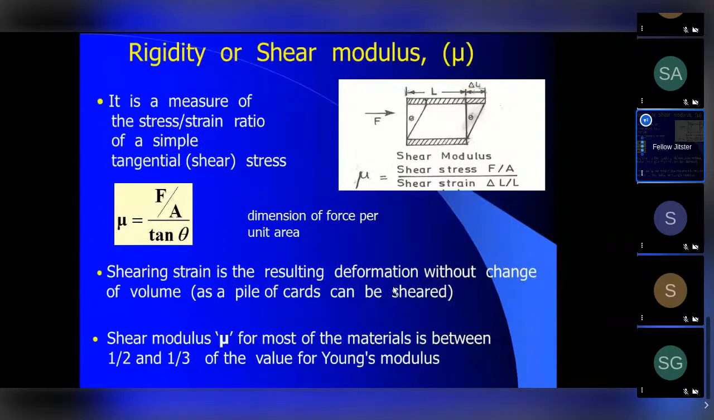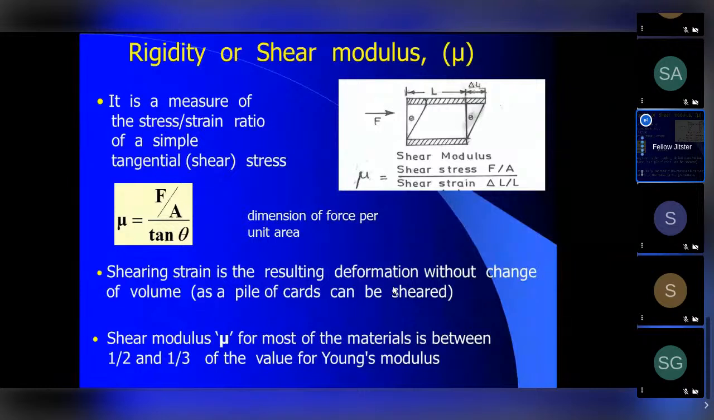So you have the mu, which is the shear stress, again the force by area. In this case, it is the tangent of the angle theta, and the theta angle is defined there. Shear strain is the result of deformation without change of volume. A pile of cards can be sheared. So there is no change in volume. You have to see there is no change in volume. It is only a change in shape.